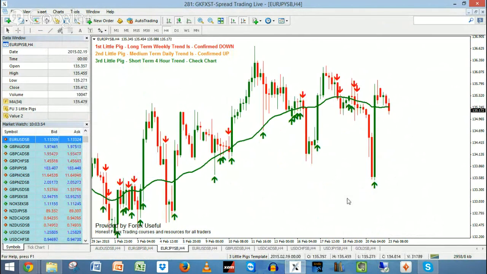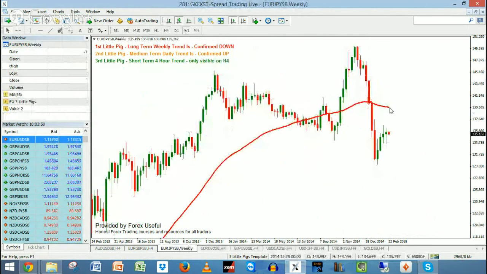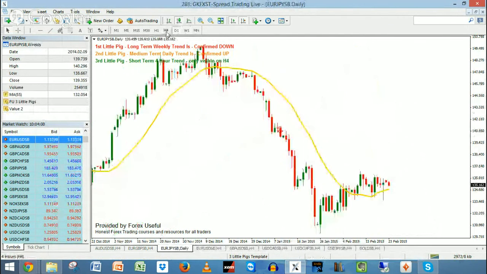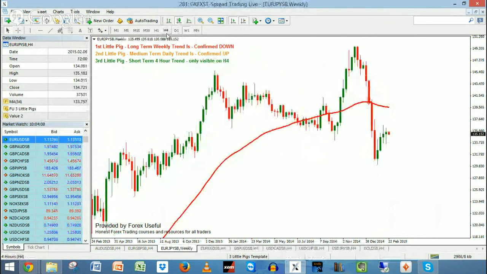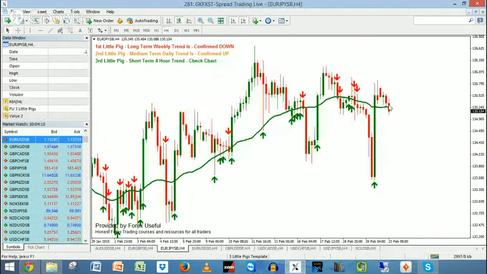And EURJPY, we're down and up here. Weekly is well below the moving average here, so we'll be waiting for the daily to roll over and looking for short trades here probably this week. Unlikely that we'll see any long signals, but who knows, get a 500 pip move here. But most likely we'll see the daily roll over and get a short signal here on EURJPY.